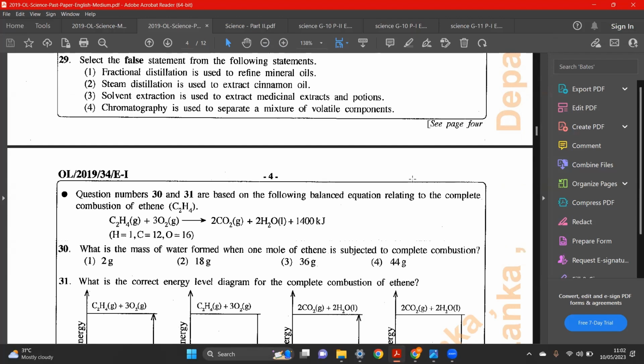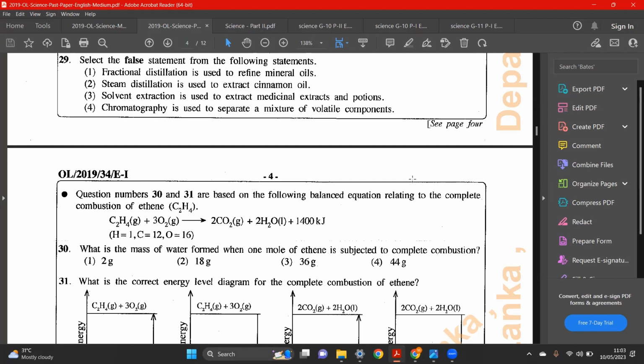Steam distillation is used to extract cinnamon oil. Again, true, because steam distillation is used to get all your essential oils from your plant products, cinnamon oil, clove oil, eucalyptus oil, all those oils via steam distillation. Solvent extraction is used to extract medicinal extracts and potions. Yes, along with steam distillation, solvent extraction is also another similar method used.